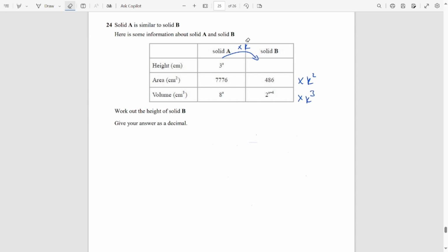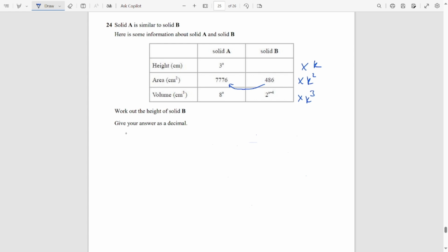And I think this is a really good example of what I meant by this is they could still include some indices and things like that in there. This is times k squared, and then times k cubed. So I need to work out what the value k is, and the easiest way I can see to do that is the area section, because the area is just a number, right? So let's see what the conversion is, and I think I'm actually going to see what we times by in this direction. I can see solid B is the smaller one, and I usually try and keep k as being a number bigger than 1 rather than less than 1. I think it's easier than getting a fraction.